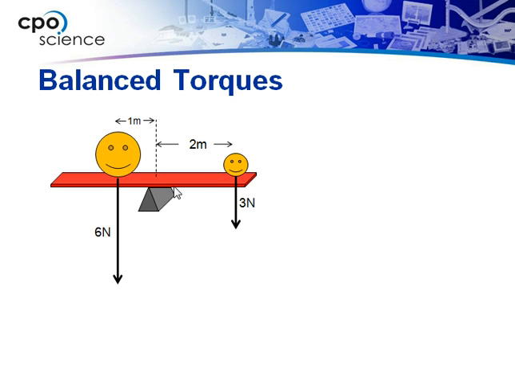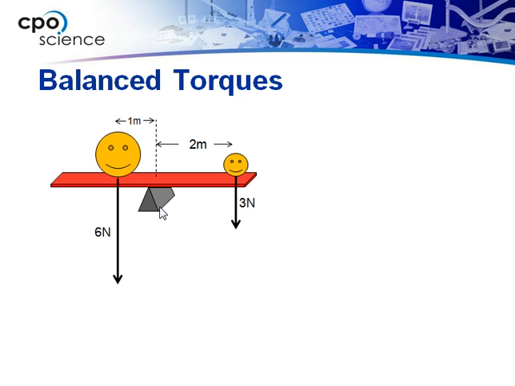So here's a situation where we have balanced torque. We have two people on a seesaw. And you can probably imagine if this little kid sits way down the end here, the big kid has to scoot up and sit more towards the middle. So in this case, the little person has a weight of 3 newtons and is sitting 2 meters from the end of the board. And we have a larger person who weighs 6 newtons and is sitting only 1 meter away.